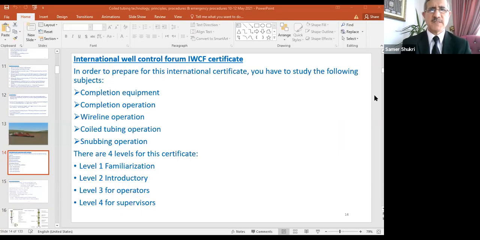About the IWCF certificate, we have four or five sections for IWCF. We have completion equipment, completion operation, wireline operation, coil tubing, and snubbing. Snubbing is rarely used, so we can focus on coil tubing and wireline in this course. Last time, we also focused on completion equipment and completion operation. We have four levels for this certification: 1, 2, 3, 4. The new ones may be introductory for them. After that, the operator, then the supervisor.